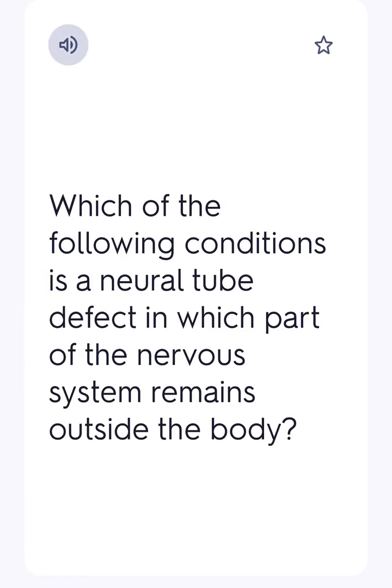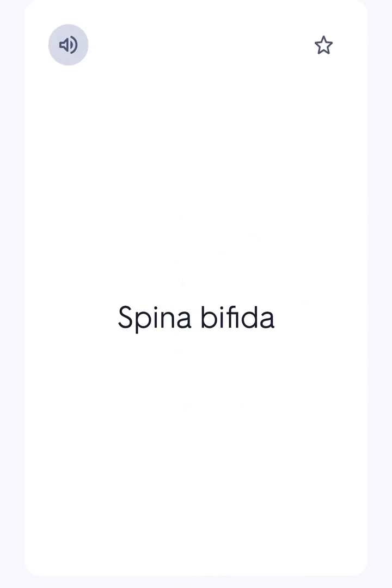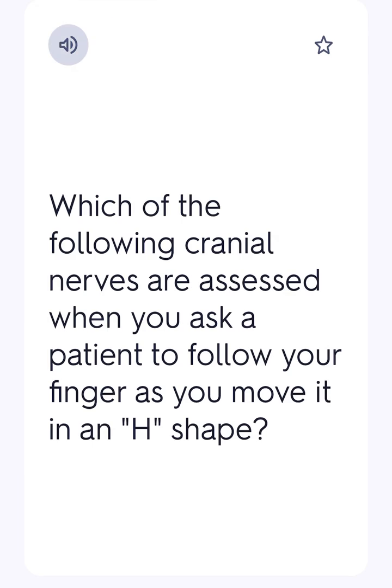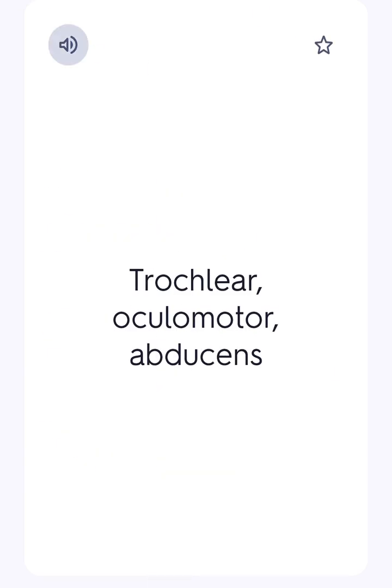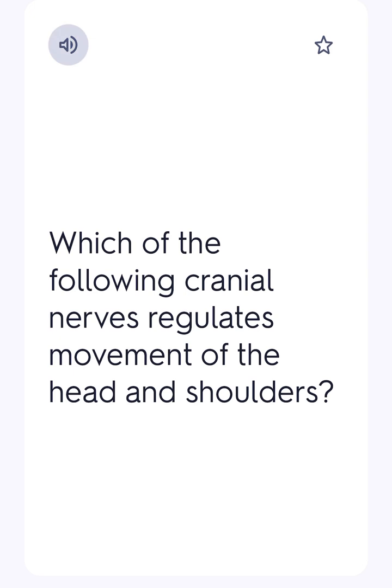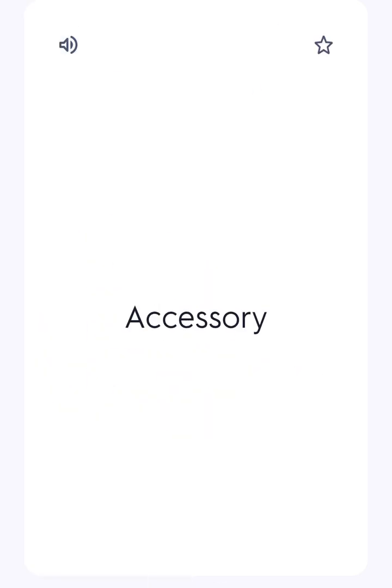Which of the following conditions is a neural tube defect in which part of the nervous system remains outside the body? Spina bifida. Which of the following cranial nerves are assessed when you ask a patient to follow your finger as you move it in an H shape? Trochlear, oculomotor, abducens. Which of the following cranial nerves regulates movement of the head and shoulders? Accessory.